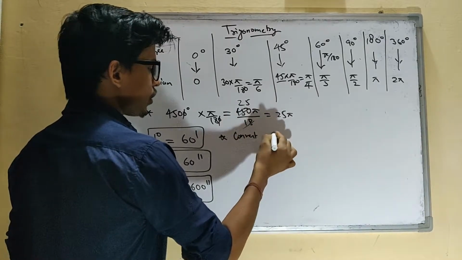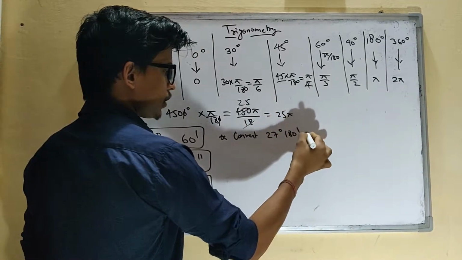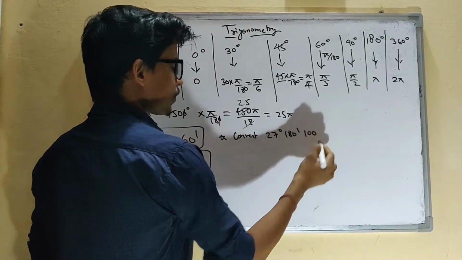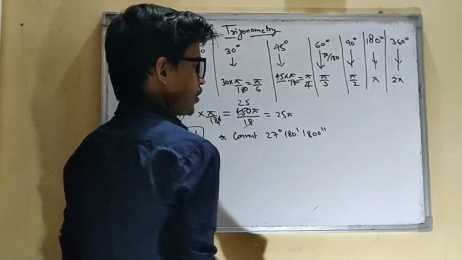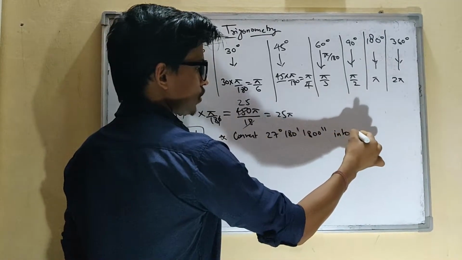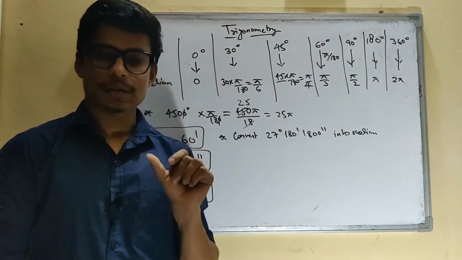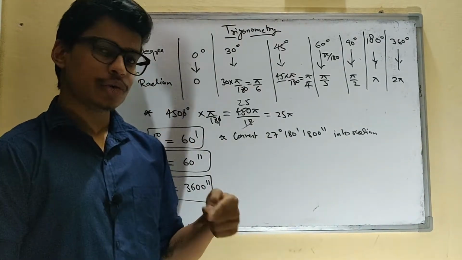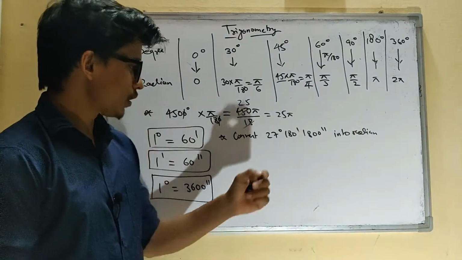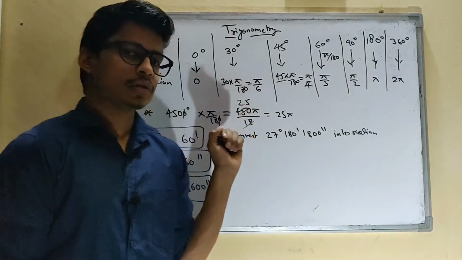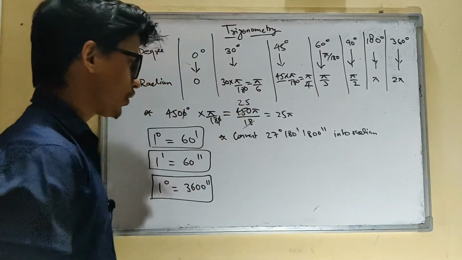Convert 27 degree 180 minute and 1800, let's make it easy, 1800 seconds into radian. So this type of question, right? So the formula is only for when the angles are in degree. So when the angles are in degree, you directly multiply it by pi by 180 and you will get radian. But the problem is when they are given in minutes and seconds also. So what you can do is you just first convert it into degree and then into radian. So how can you do this?